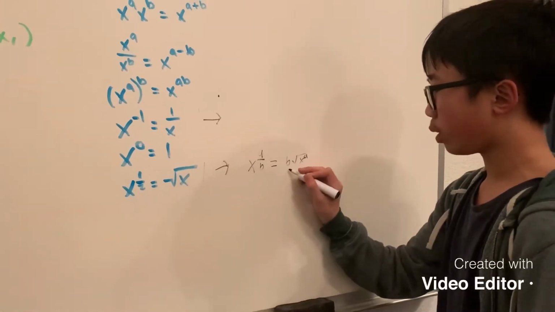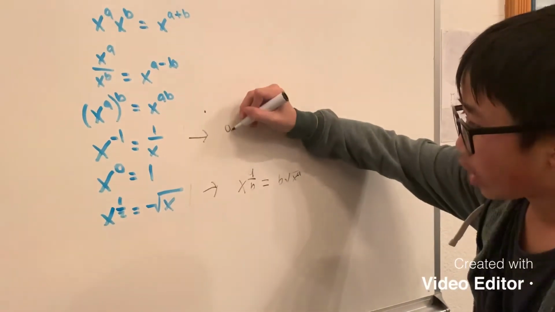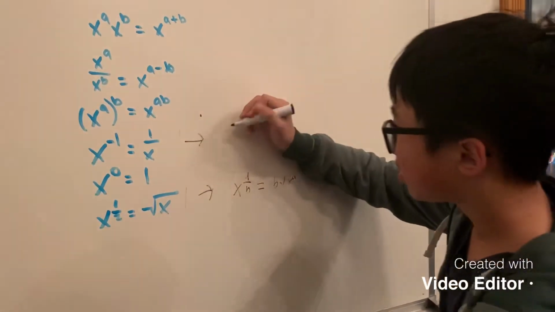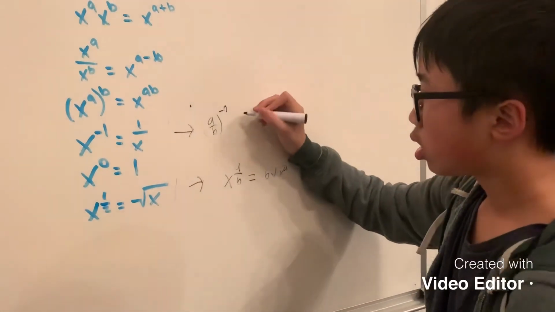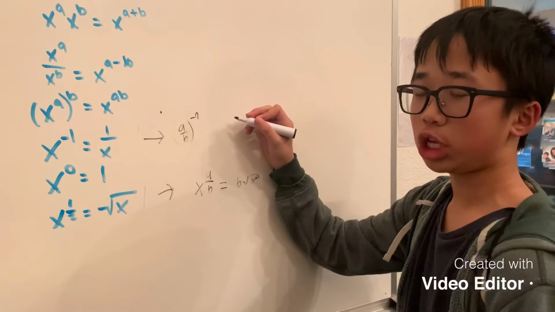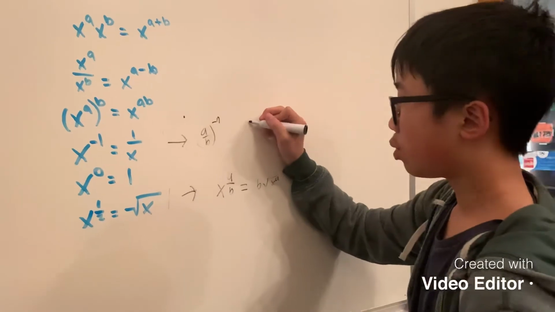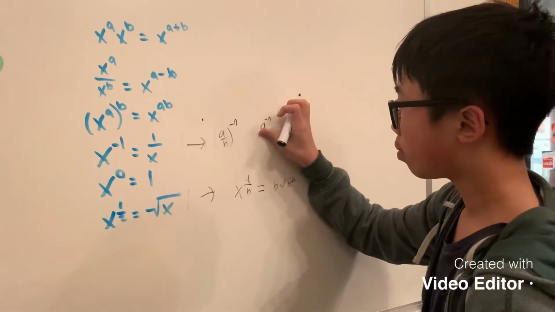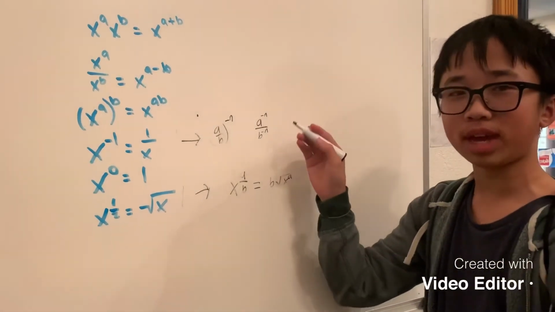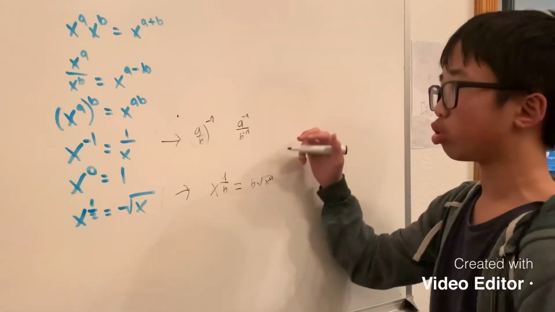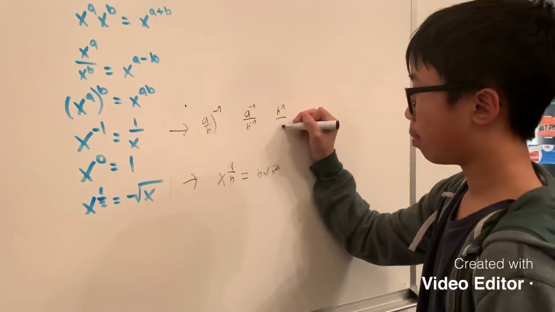And thus, what we have here is the b root of x to the a. And expanding on the other one, we have a over b to the negative n. You can replace n with any number, but it's just a variable to show how it works. And in turn, we multiply that, and you get a to the negative n over b to the negative n. But you can't have negative exponents, so you have to switch it around to avoid that. In turn, you get b to the n over a to the n.